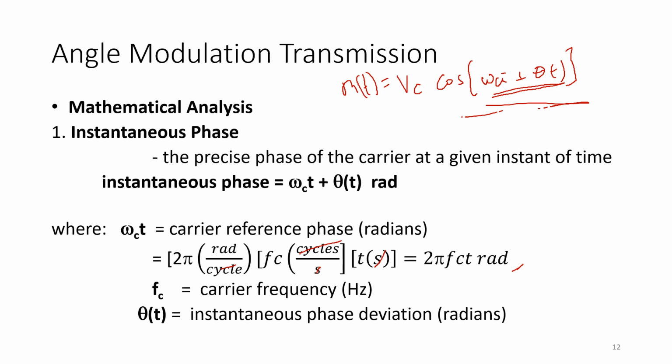So this is 2 pi. Omega is also written as 2 pi f. Okay, so we place the letter c here to signify that we are talking about the frequency of the carrier. So theta(t) is the instantaneous phase deviation, also in terms of radians.